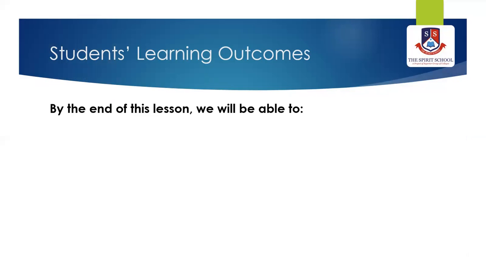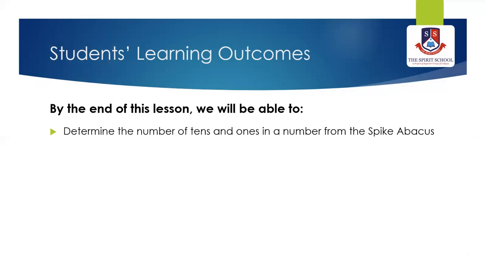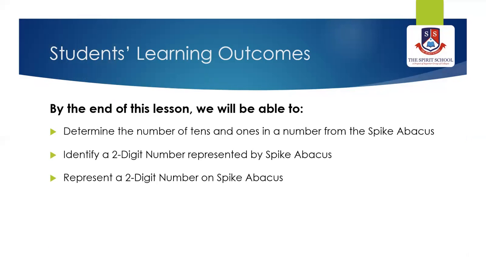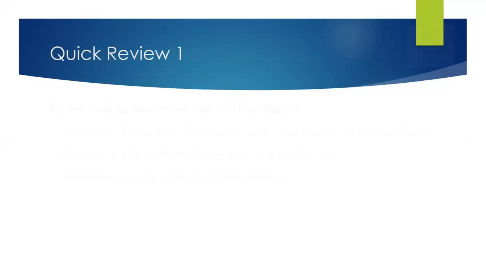By the end of this session we will be able to determine the number of tens and ones in a number from the spike abacus, identify a two-digit number represented by spike abacus, and represent a two-digit number on spike abacus. So let us see what we have learned earlier in the previous classes. So this is our quick review 1.